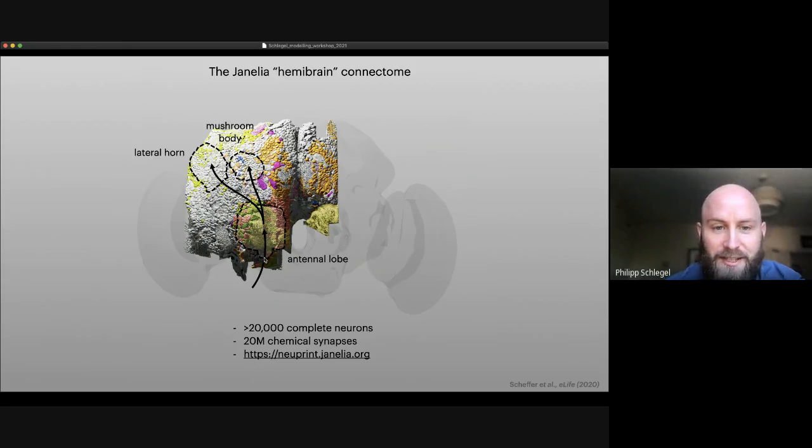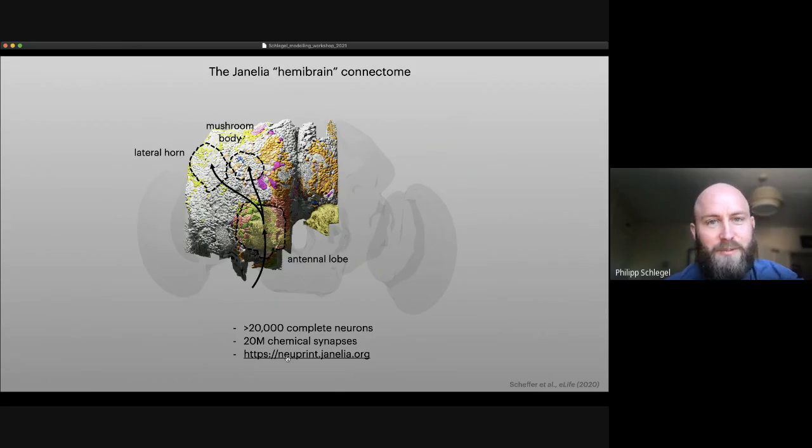And the important thing here is that it includes almost the entire antennal lobe. There's bits and pieces missing here and there, but the coverage is probably around 90%. In total, the connectome is about 20,000 complete neurons. There are obviously some truncated ones, where some of the neuron is outside of the volume. 20 million chemical synapses. There are no gap junctions. And the whole thing is publicly available.